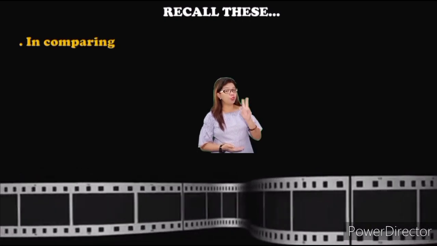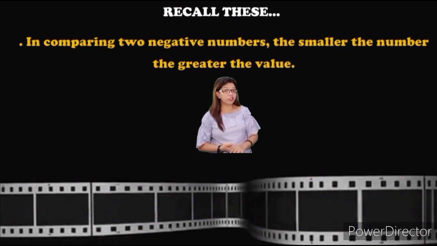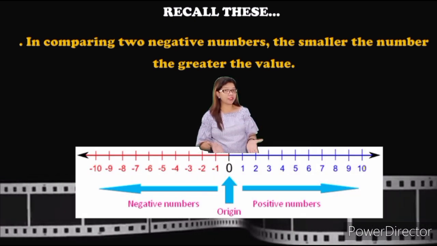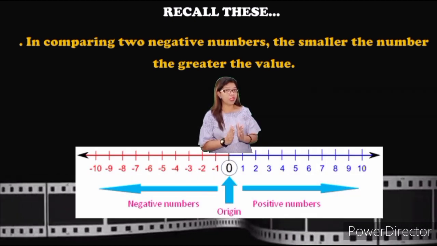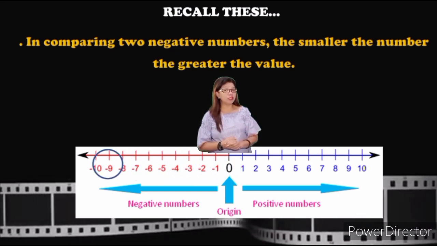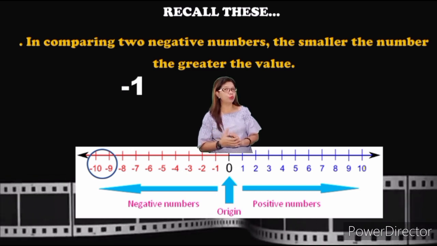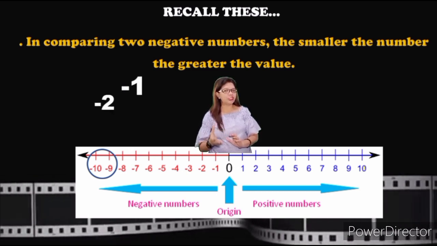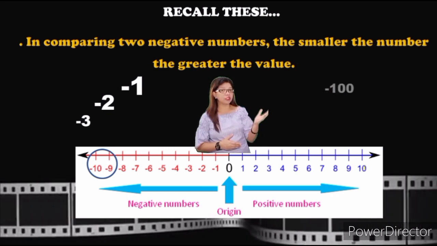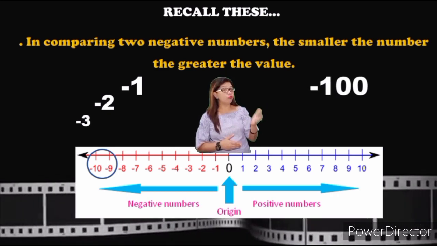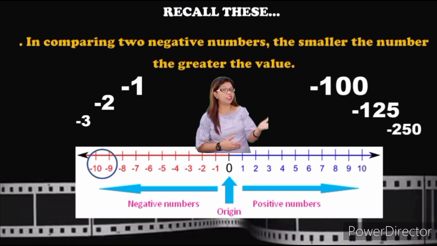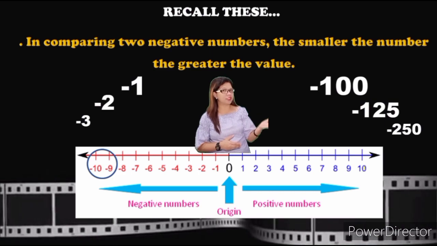In comparing two negative numbers, the smaller the number, the greater the value. Here's the number line. From 0, here are the negative numbers. Negative 1 is greater than negative 2, and negative 2 is greater than negative 3. How about negative 100? This is greater than negative 125. Negative 125 is greater than negative 250.